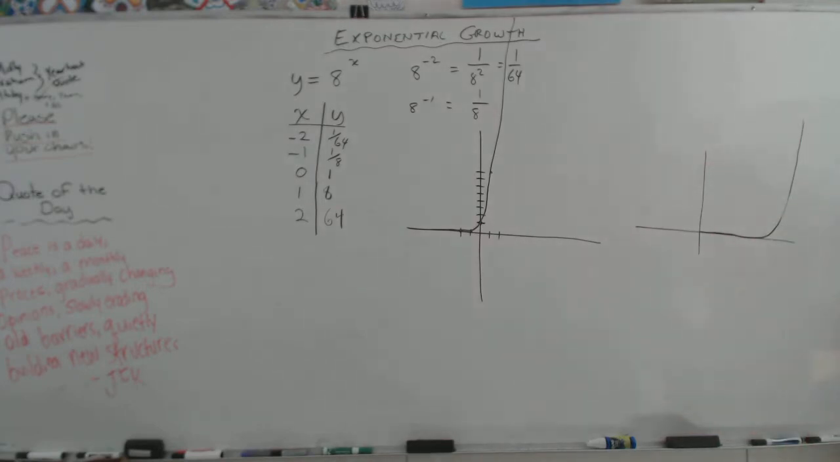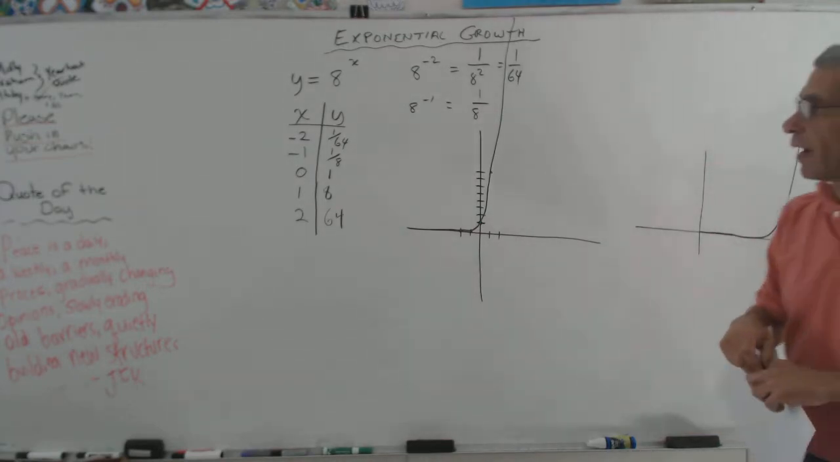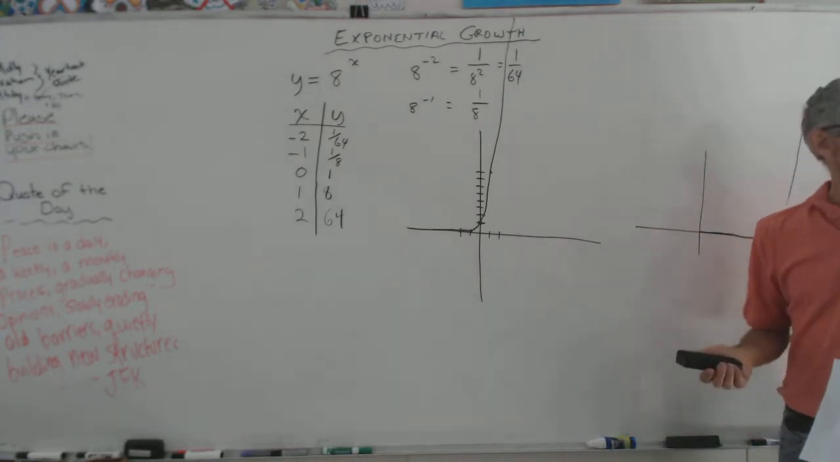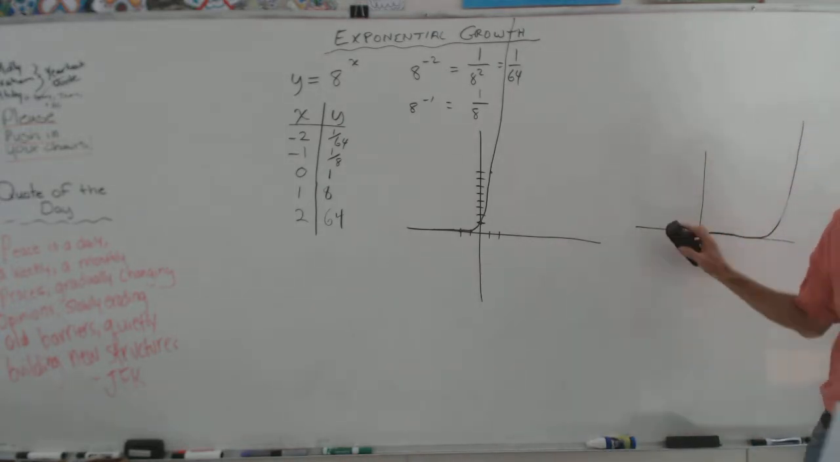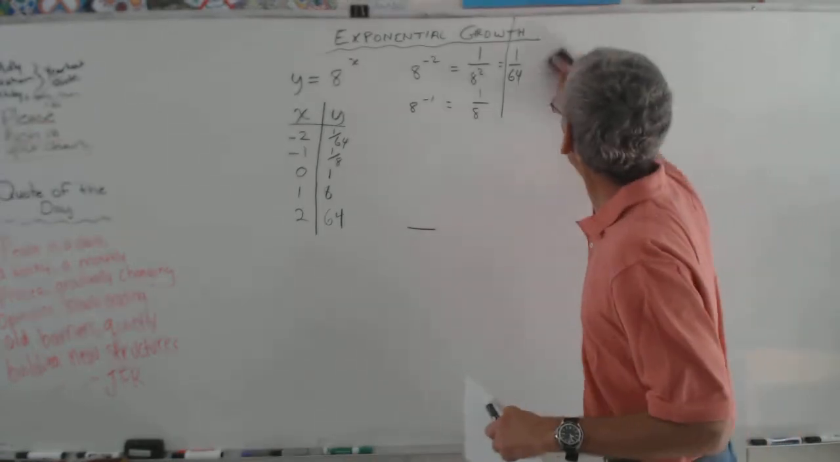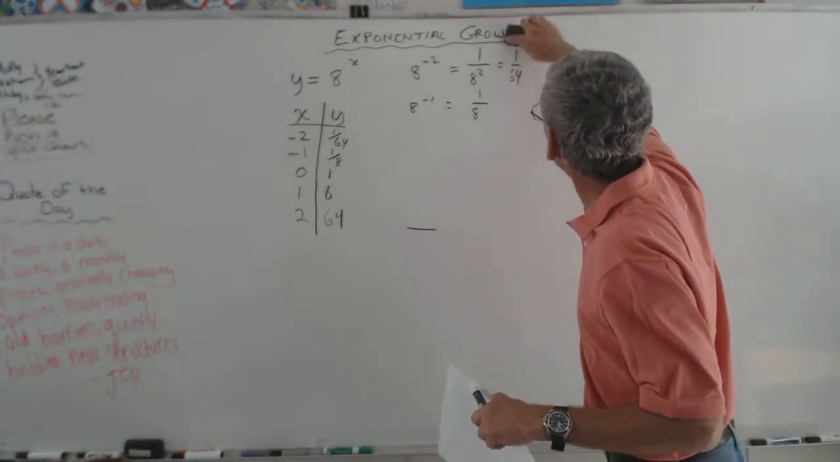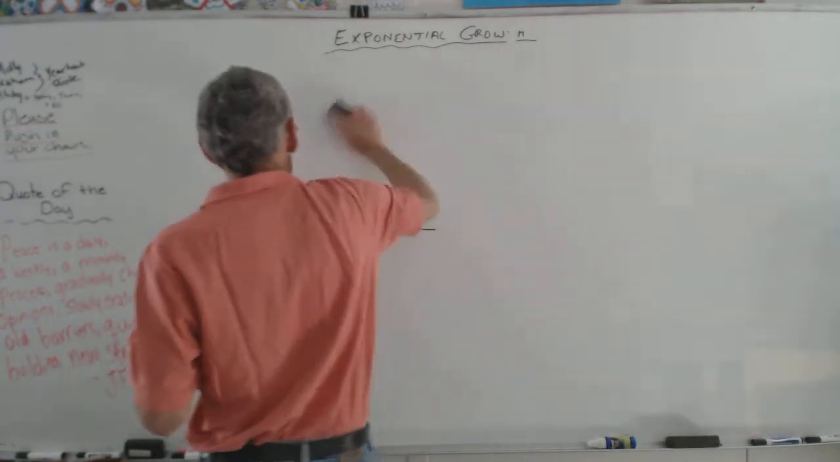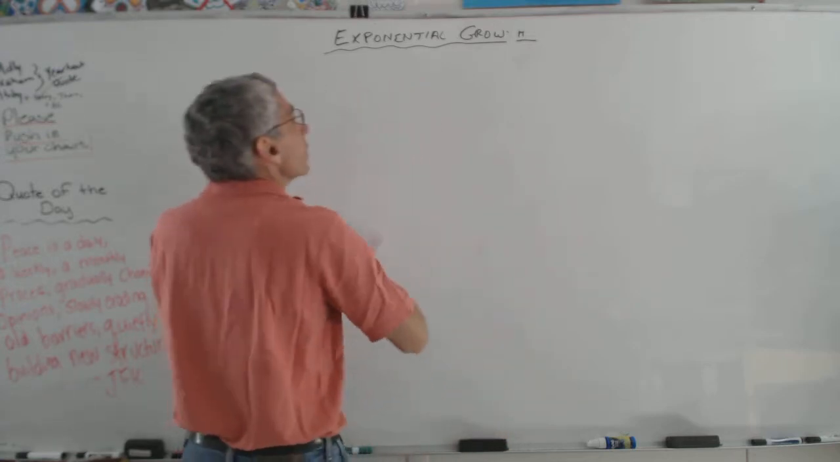Piece of cake. So you're going to have a few of those to graph on homework tonight. Can I erase this? Yeah. Okay. Let's see, what am I doing? I'm erasing all of it.